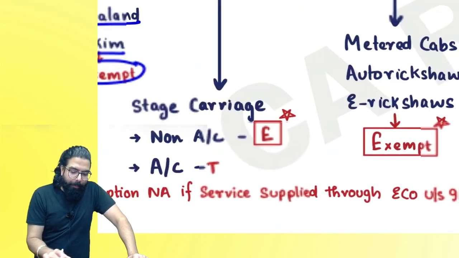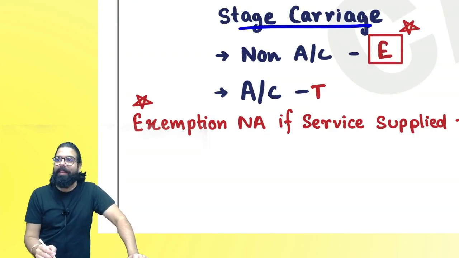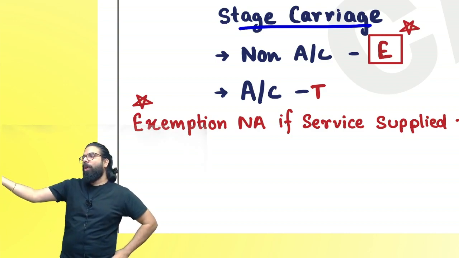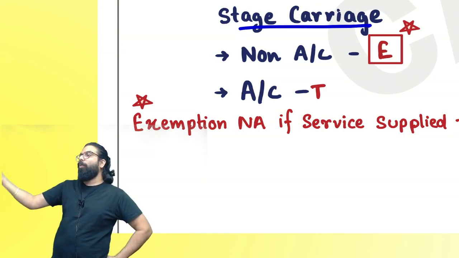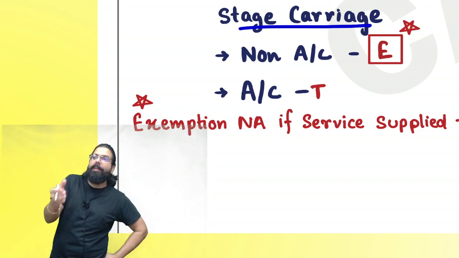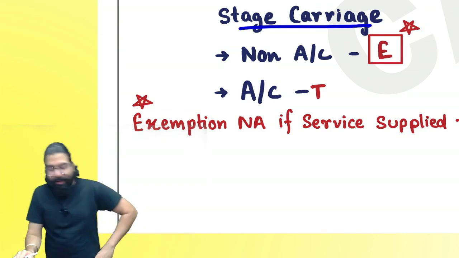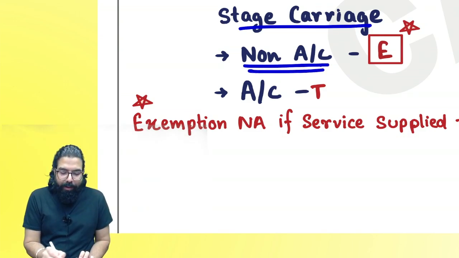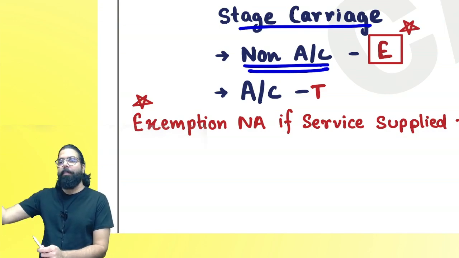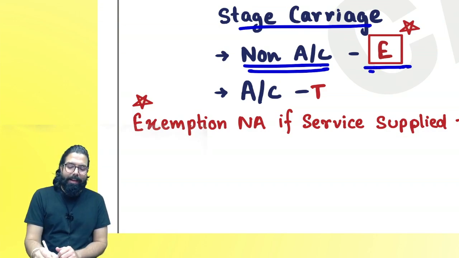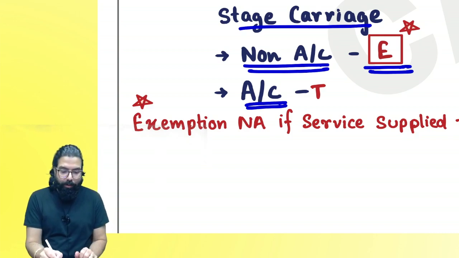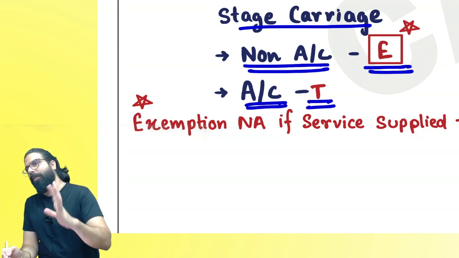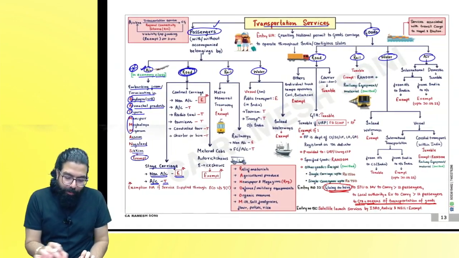Then always remember, road mein one is stage carriage. What do you mean by stage carriage? Your normal local buses, which go in stages, one stop to another stop, another stop, another stop. So it will always go in stages. So if you are going in your BMTC bus, the normal non-AC buses, exempt. But if you are going in AC, government is telling, hey, you can afford AC, then you can afford taxes. Also, GST will come.